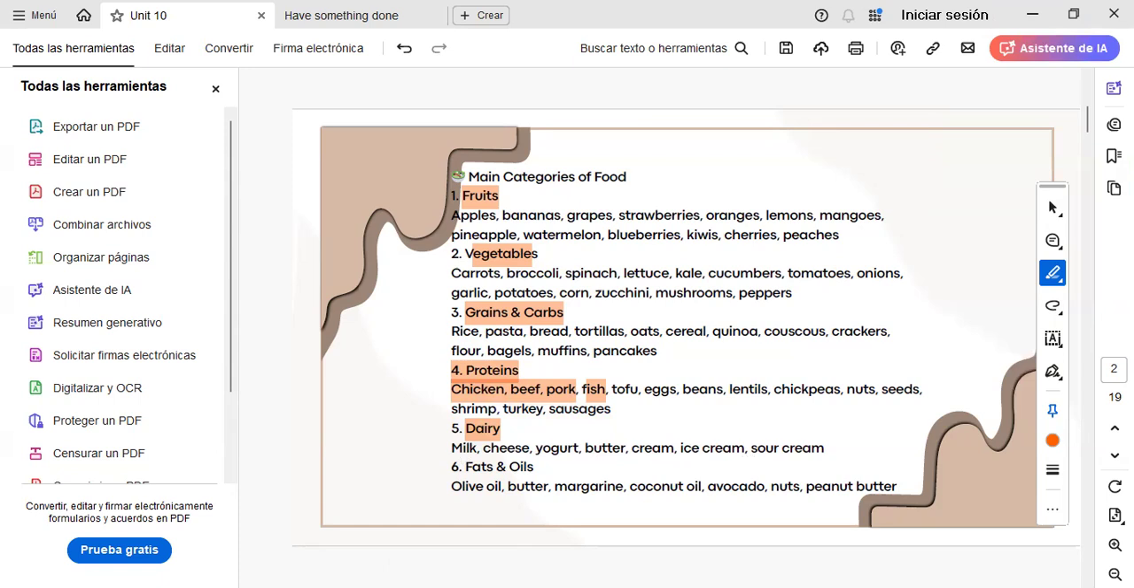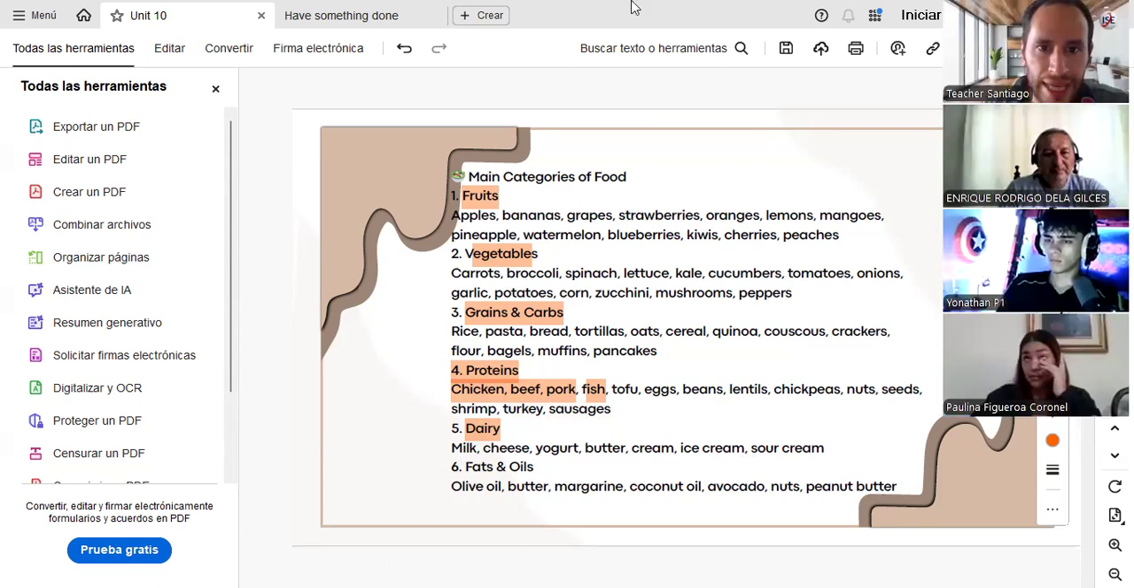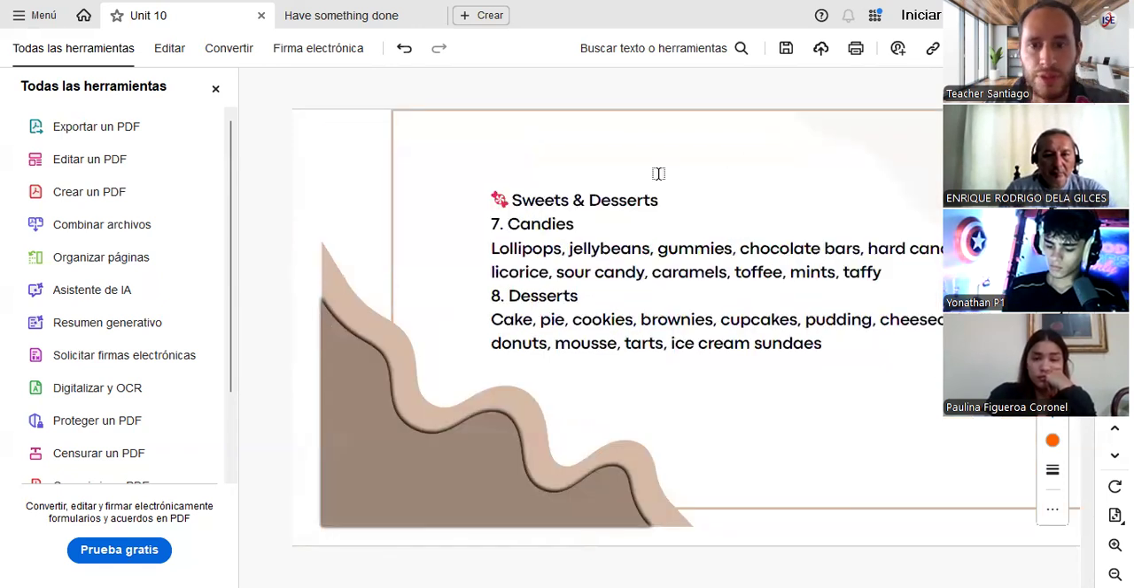So, Javier, we're talking about foods, the main categories of food. Categories of fruits, vegetables, grains and carbs, proteins, dairy, that means lácteos, fats and oils, it means grasas y aceites, right? Olive oil, butter, margarine, coconut oil, avocado, etc. So we're going to do this quickly because it's just some words. You can check it on the platform. And we need to continue with two more topics. Sweets and desserts, dulces y postres: candies, lollipop, jelly beans, gummies, chocolate bar.